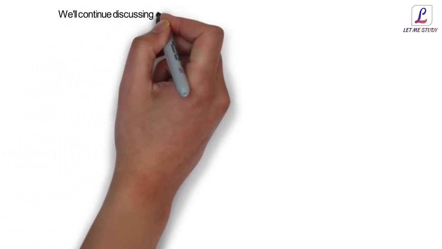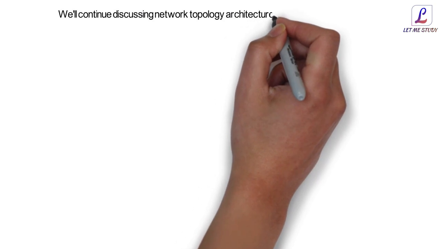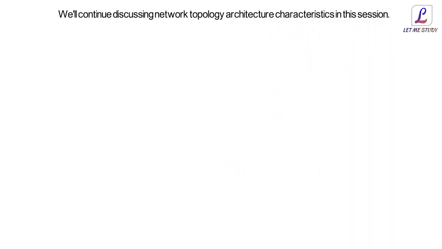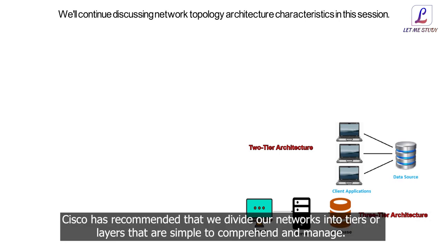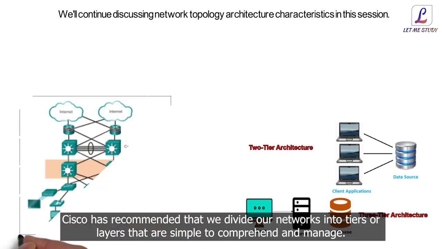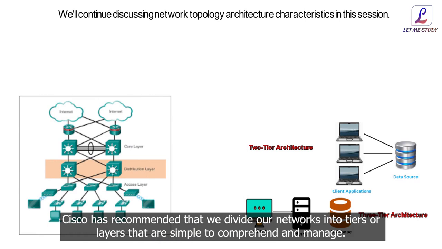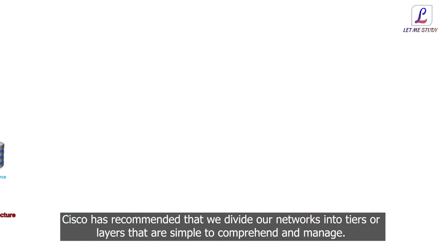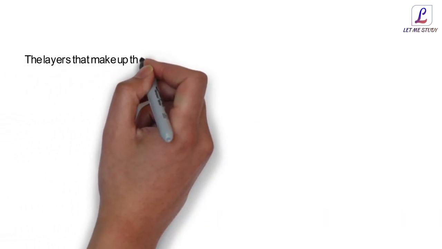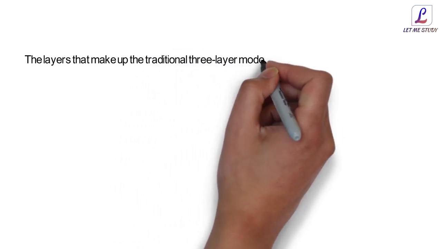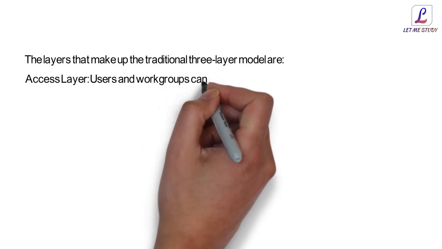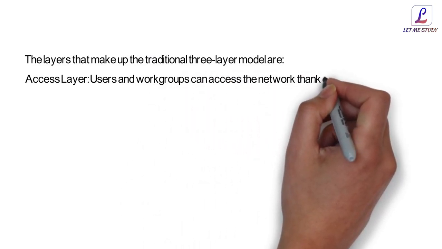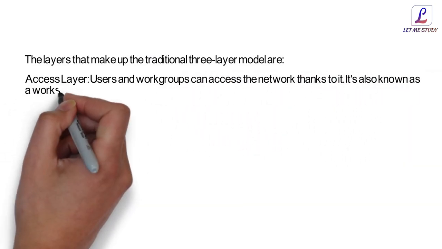We'll continue discussing network topology architecture characteristics in this session. We'll first keep going with 2- and 3-tier architectures. Cisco has recommended that we divide our networks into tiers or layers that are simple to comprehend and manage. The layers that make up the traditional 3-layer model are: access layer. Users and work groups can access the network thanks to it. It's also known as a workstation layer.